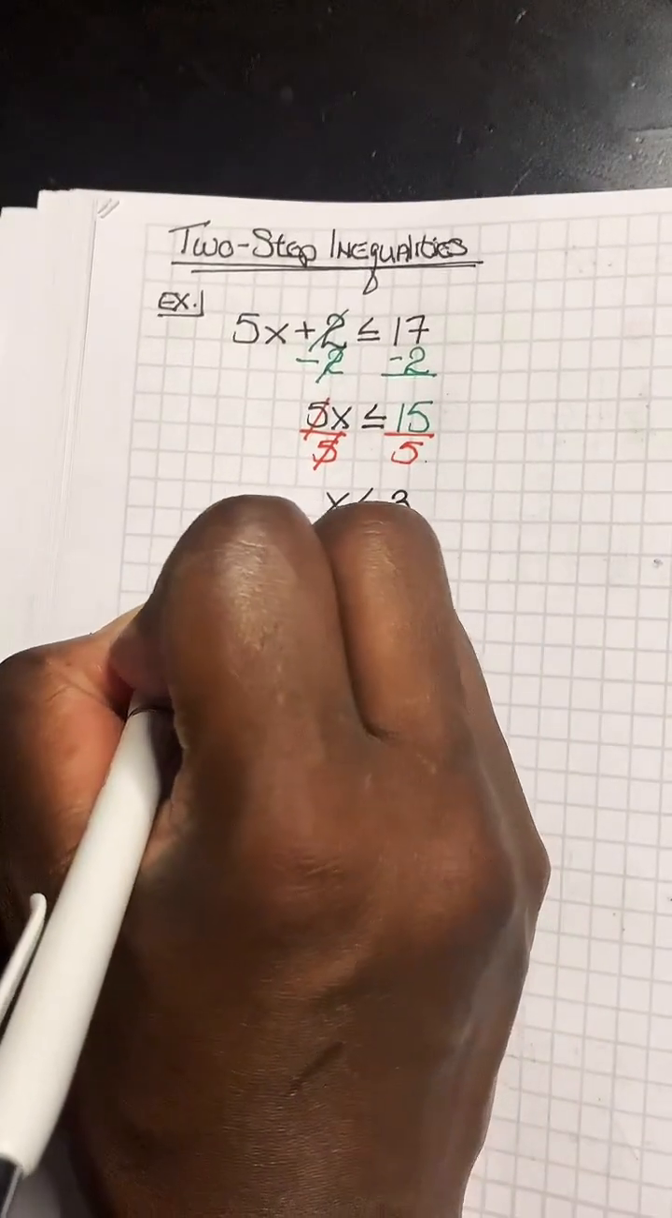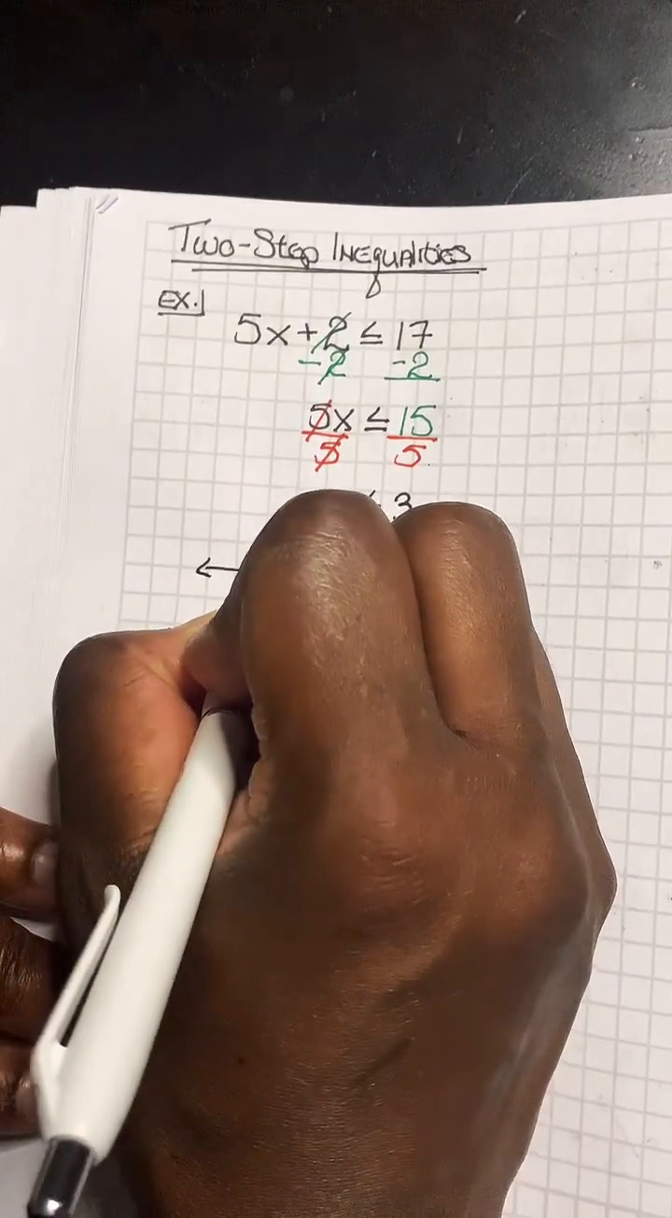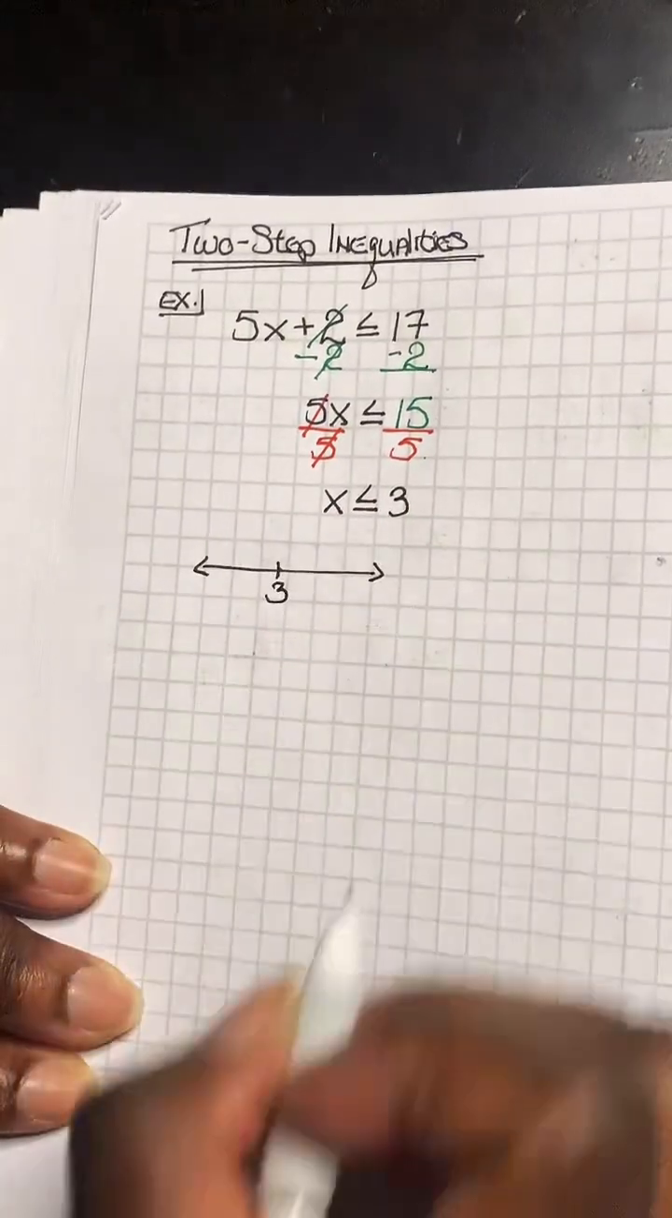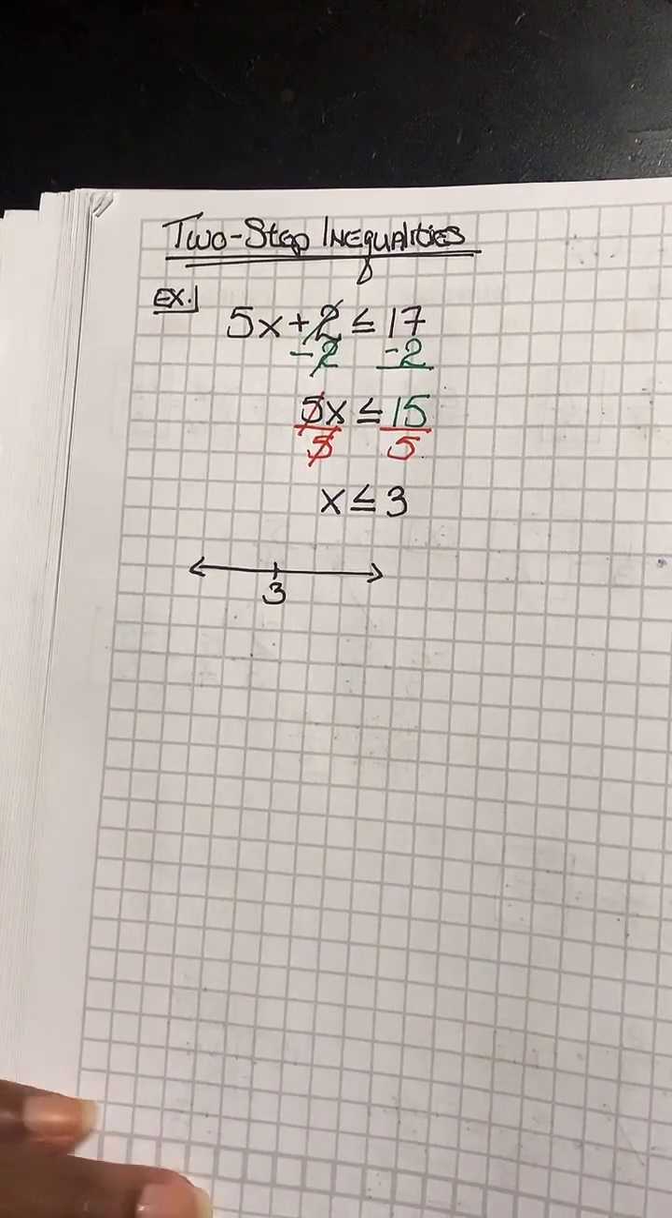So if I were to graph this, here's my 3. So open, close, left or right. What do we got?